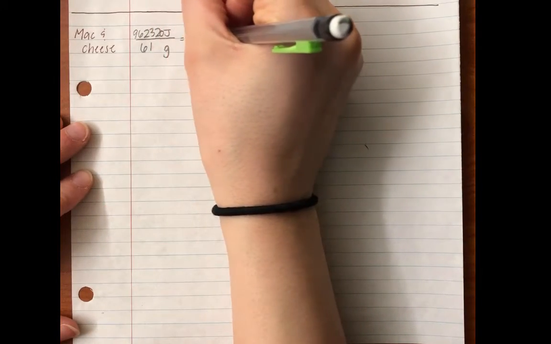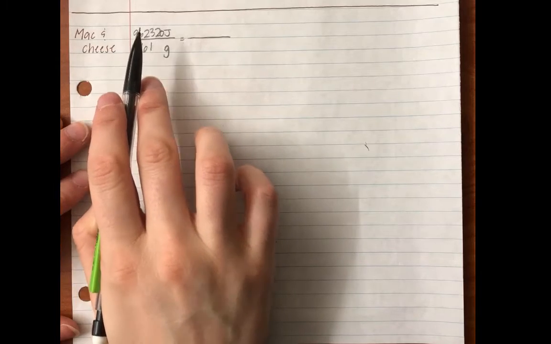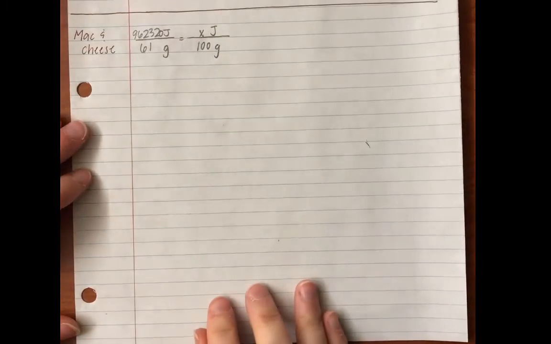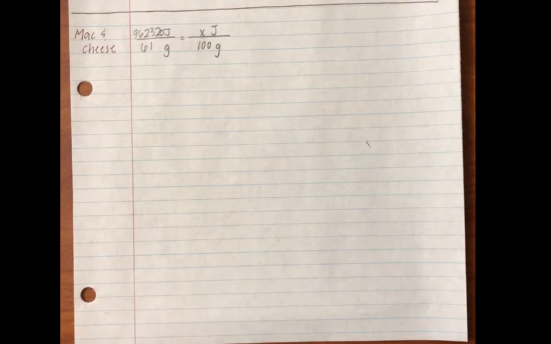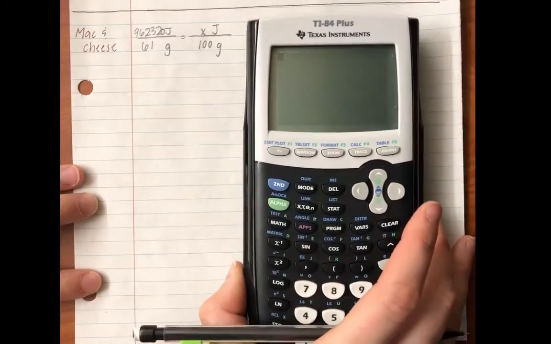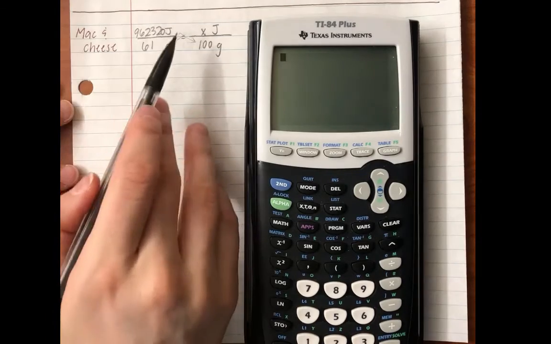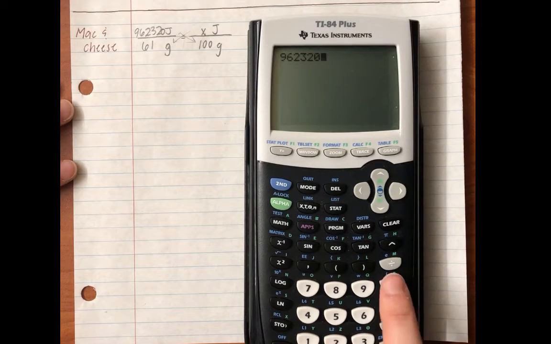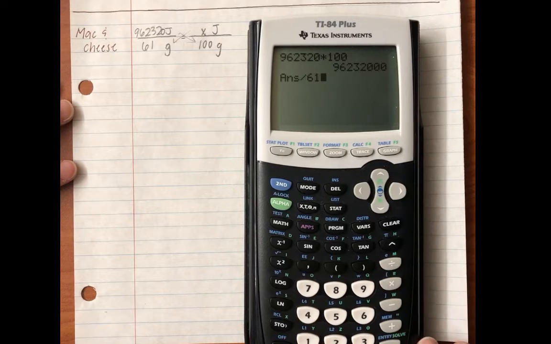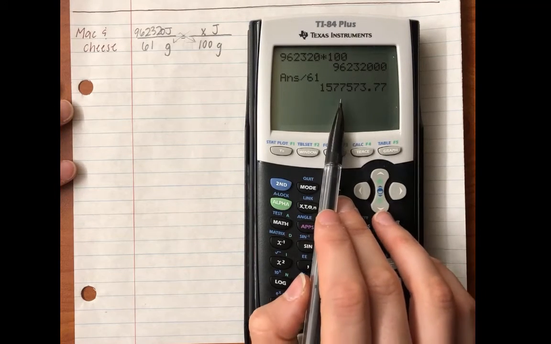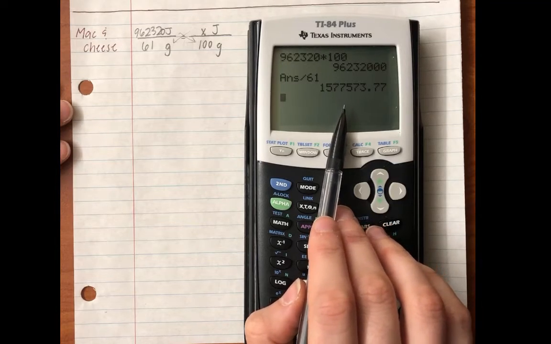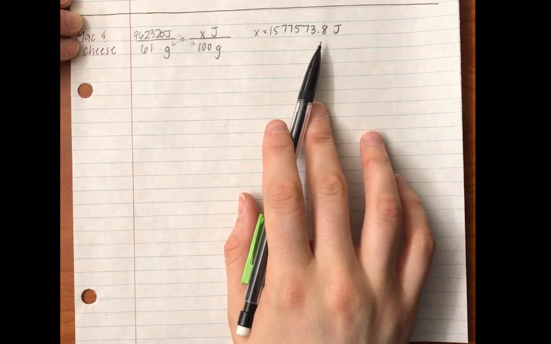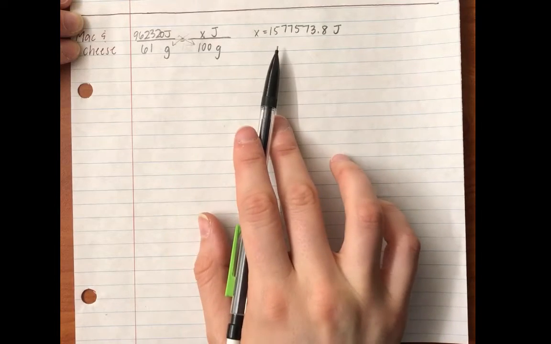What I'm going to do is set up a proportion. If it was 962,320 joules for 61 grams, how many joules would it be for 100 grams? The point of this is that we are trying to figure out how many joules we will have. To solve a proportion, I'm going to cross multiply: 962,320 times 100, divided by 61. So this is my number of joules for 100 grams of the food. I used the whole number, I just rounded 0.77 to 0.8 at the end. So this is the amount of heat for 100 grams of the food.